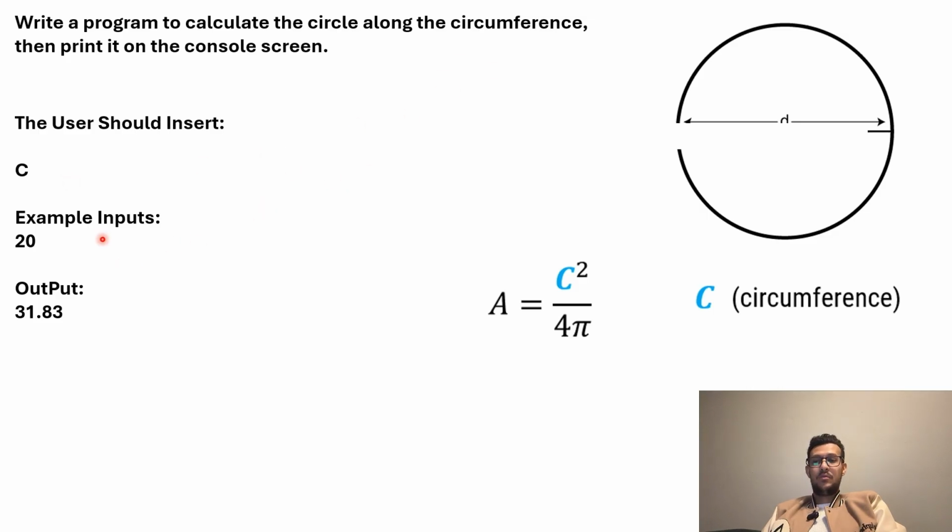The math, or how we should do this process to get the circle area along the circumference: Area equals C, the circumference, squared, or C to the power of 2, divided by 4 multiplied by pi. So now let's go to Visual Studio to see how we're gonna convert this math into code according to the calculation properties. Let's go to Visual Studio, please.